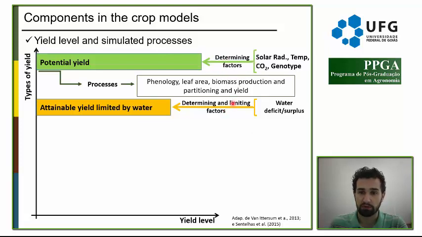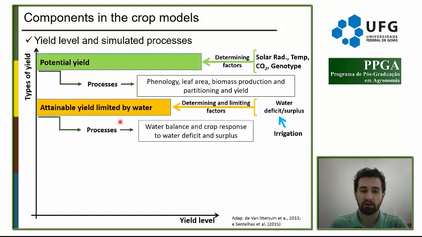include the previous ones plus the limiting factor. In this case, we are looking just at water deficit or surplus, when we have more water than the soil can store. So by applying this factor, we reduce the potential yield to another level, limiting the yield by water deficit, right? In this step, the main processes that we simulate are the water balance and the crop response to water deficit or surplus. And in this condition, we can include irrigation to change the simulation.